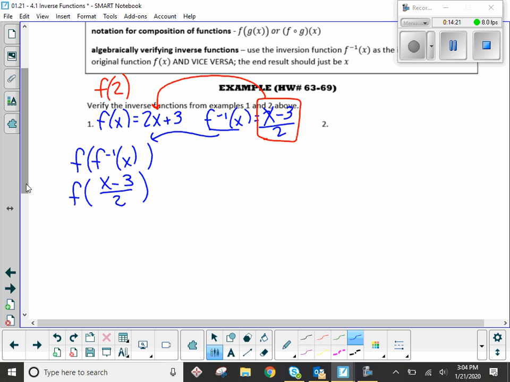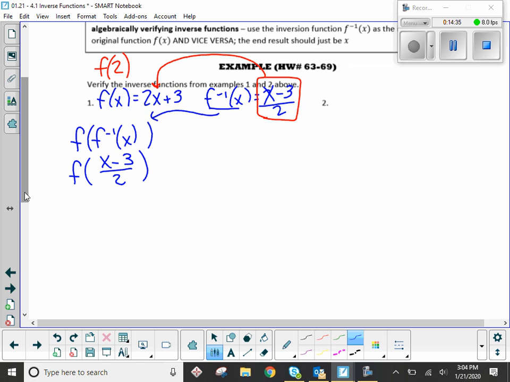So I'm going to my original function. I'm taking all of x minus 3 over 2 and only putting it where the x is, right? I'm plugging it in for x. That 2 stays there, that plus 3 stays there. So here's how that looks. 2 times x, which is now this, x minus 3 over 2 gets subbed in there. And then the plus 3.